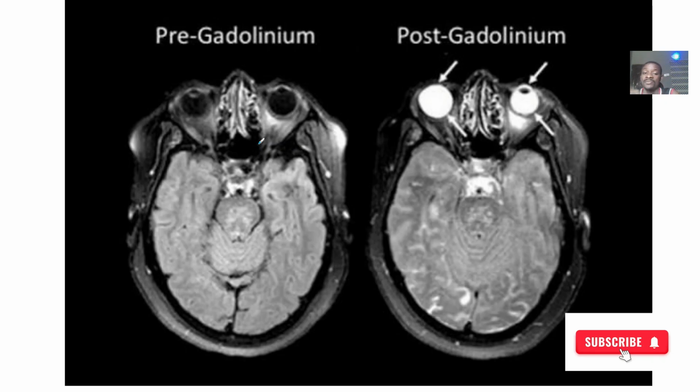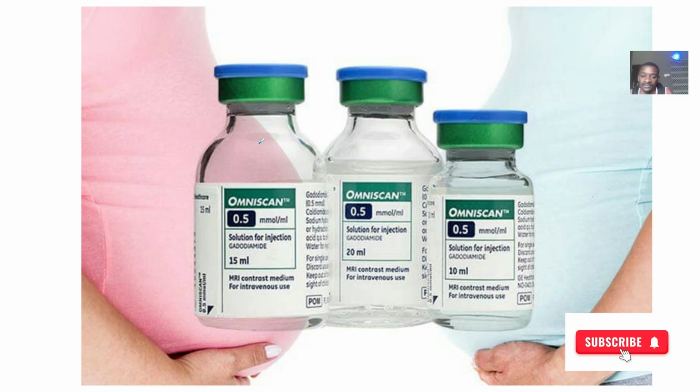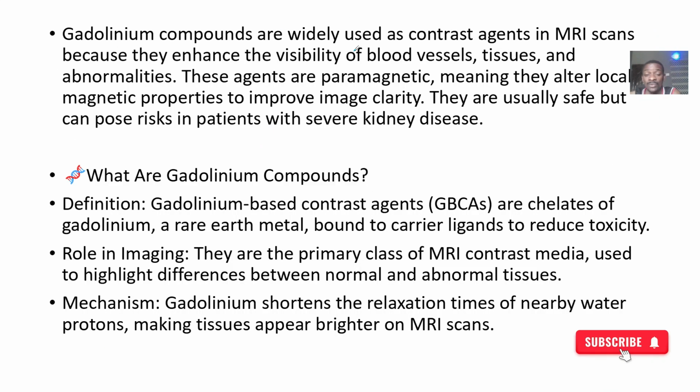So this was an imaging that was done without gadolinium, and the other side is an imaging that was done with what? Gadolinium. So the gadolinium, this is how it looks. So let's look at it. Gadolinium compounds are widely used contrast agents used in MRI scans. They enhance blood vessels, tissues, and abnormalities, so you can view them very well, properly.